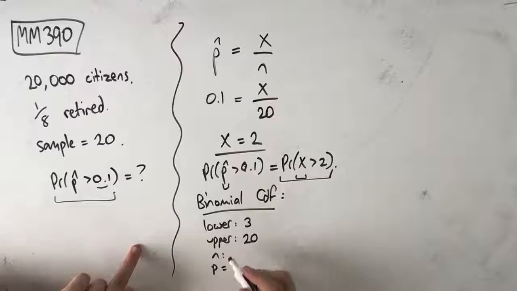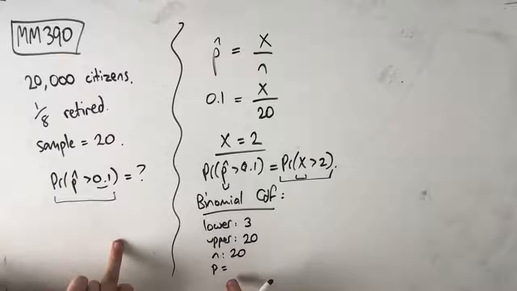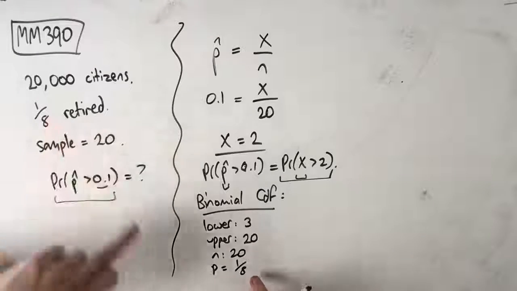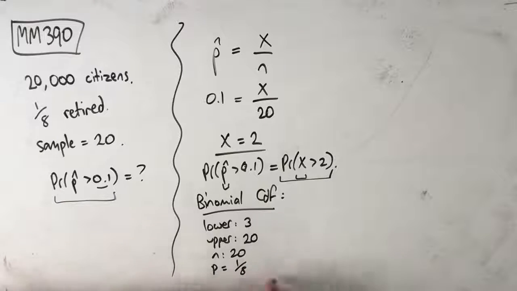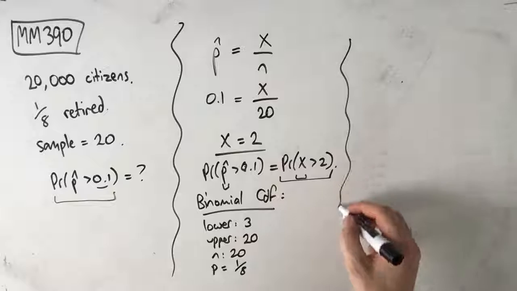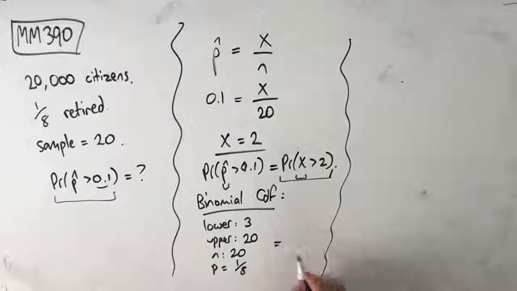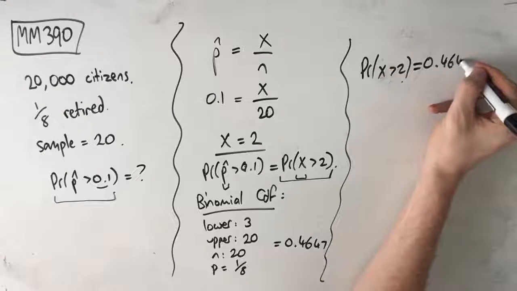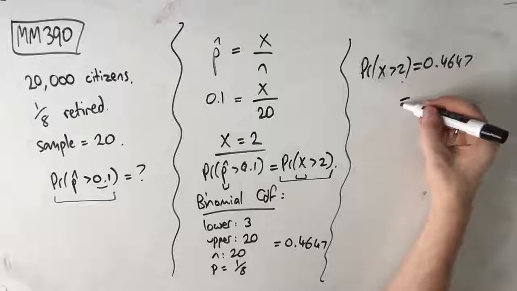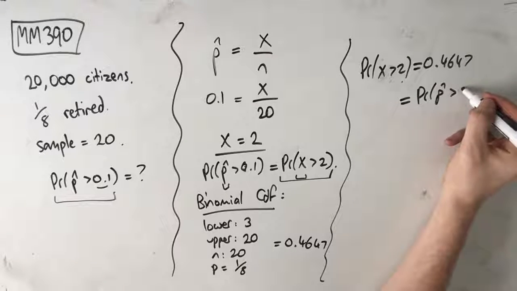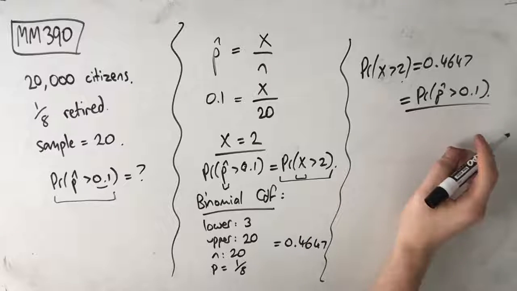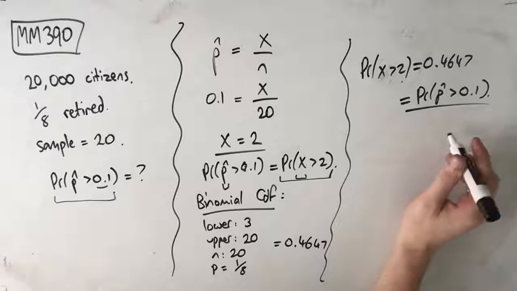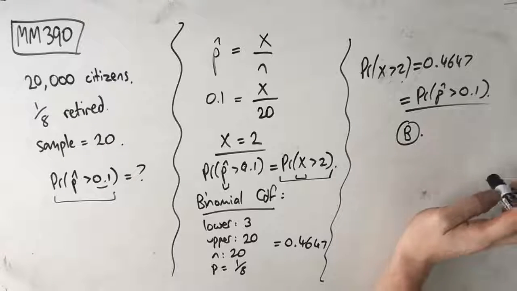And the n is, again, 20, because that's how many people we're surveying. And our p is 1 in 8, because each person has a 1 in 8 chance of being retired, according to our census data, which it tells us in the question. So putting this into our CAS and clicking enter, we get an answer of 0.4647, which means the probability of x is greater than 2 equals 0.4647, and this equals the probability that p hat is greater than 0.1. So that's our answer. So 0.4647 is B, and B is our final answer for MM390, guys.